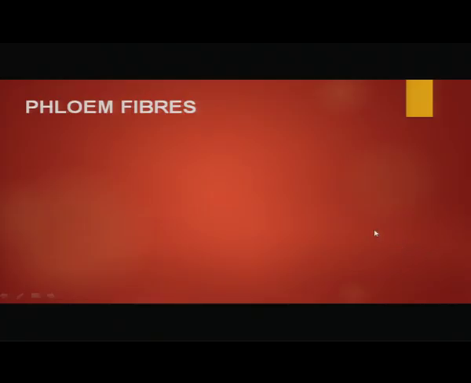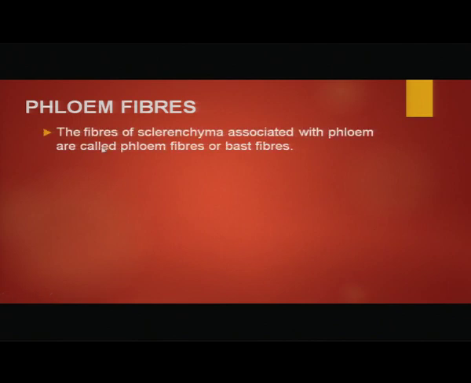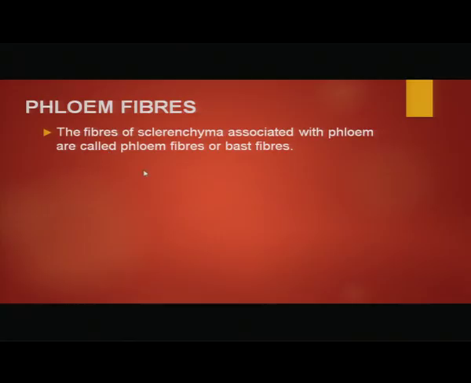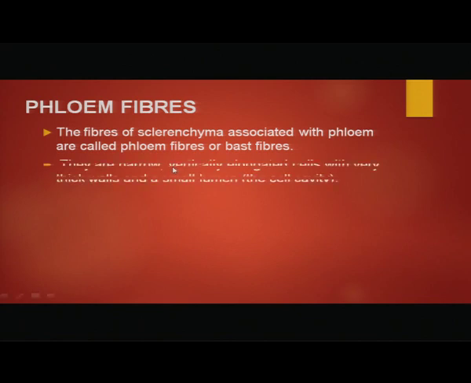Last element of the phloem is the phloem fiber. The fibers of sclerenchyma associated with phloem are called phloem fibers or bast fibers. Again, I repeat that these fibers are made up of sclerenchyma. That is, these are the same sclerenchymatous fibers that you studied about under simple permanent tissues. But when they are associated with phloem, then they are known as phloem fibers or bast fibers. They are narrow, vertically elongated cells with very thick walls and a small lumen, that is the cell cavity.